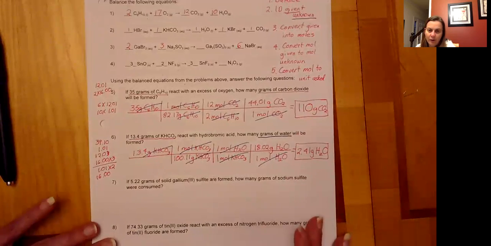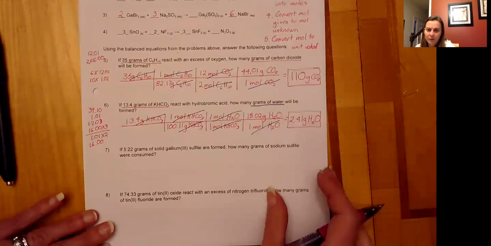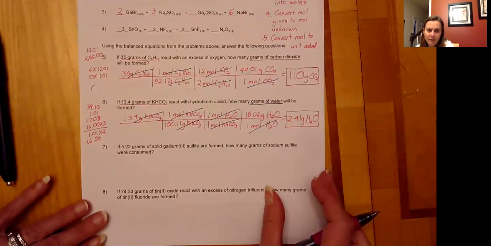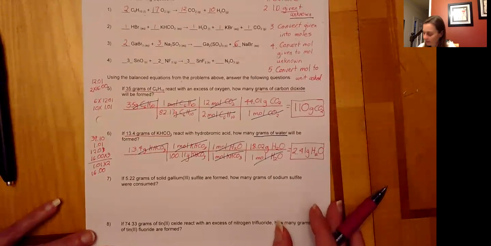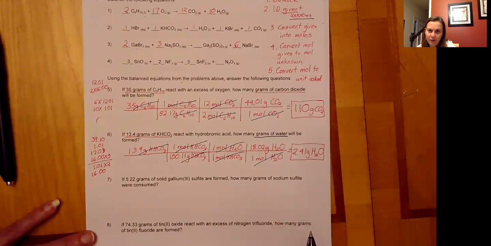Okay, so hopefully this is starting to come clear as we go through this process. So we're going to repeat this with our next problem. Again, we're going to identify our given by underlining it in pink and our unknown by underlining it in blue. So our given, in this case, we're given 5.22 grams of solid gallium-3 sulfite.